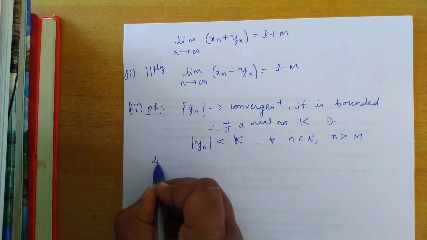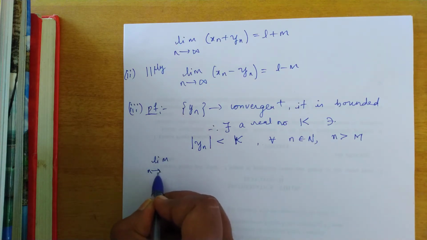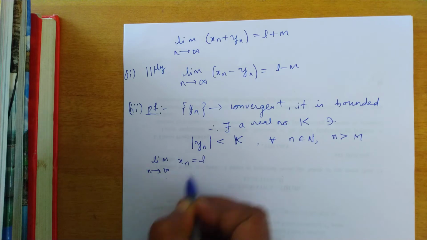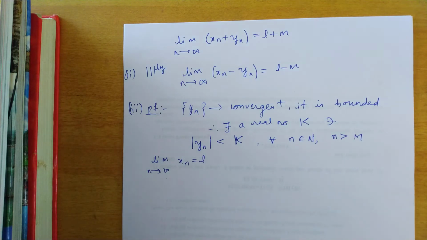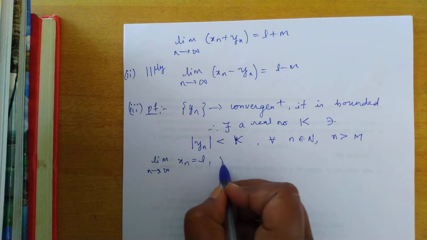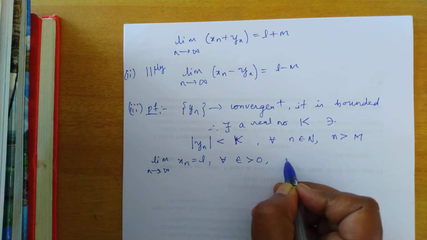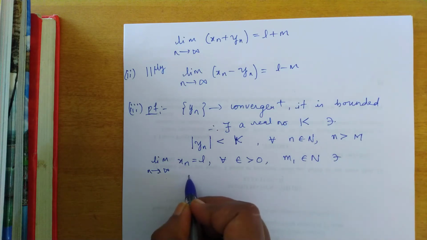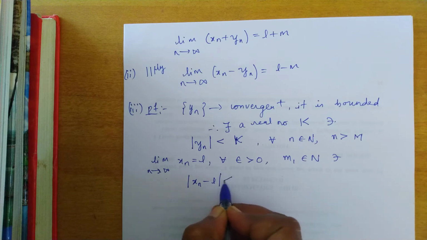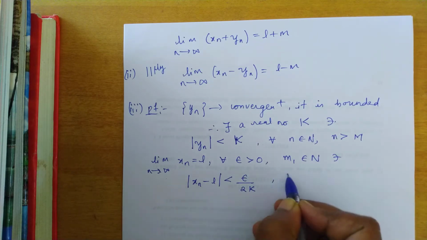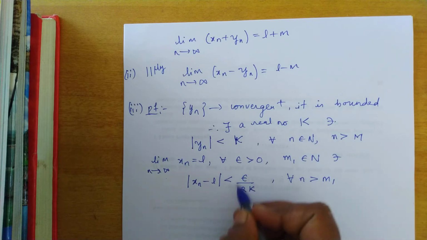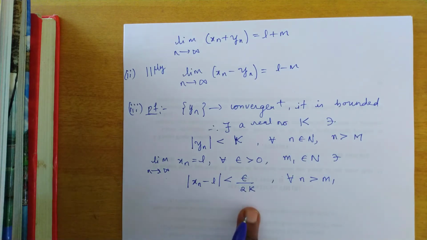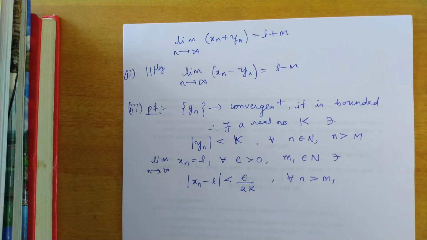Now, limit n tending to infinity of xn is equal to L. This is the convergence of xn, which we know by definition. For all epsilon greater than 0, there exists m1 belonging to N such that modulus of xn minus L is less than epsilon by 2K, for all n greater than m1. We choose epsilon by 2K, which is a positive, very small quantity that we choose.